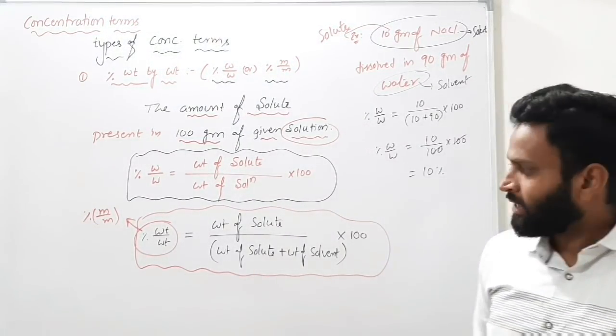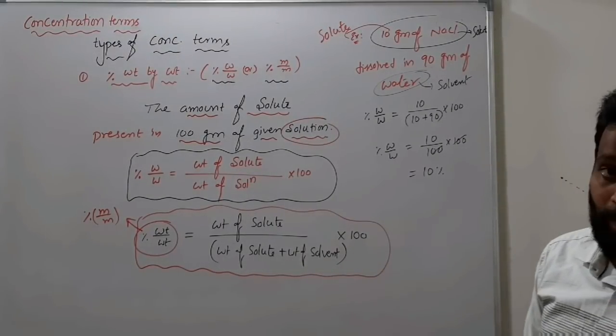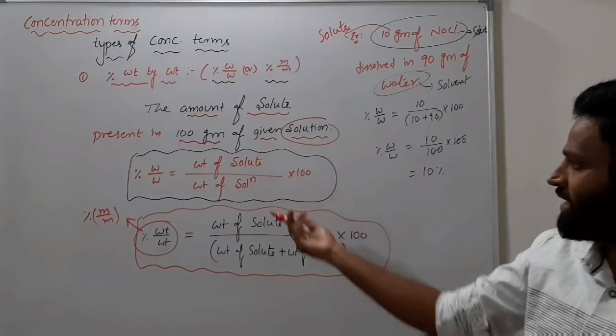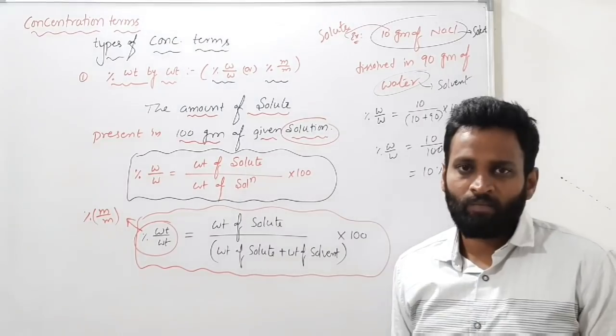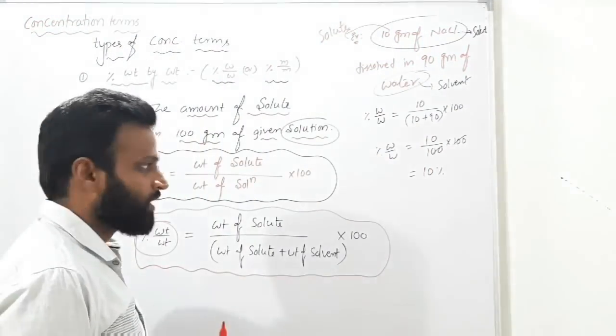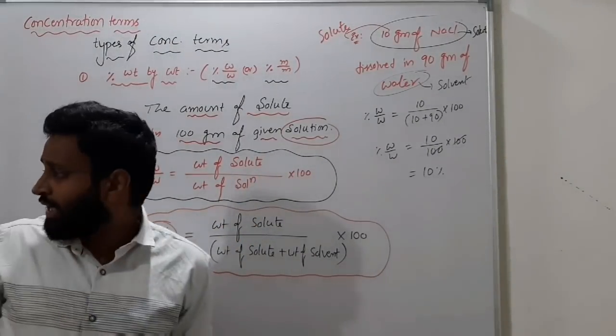Got it? So just take a screenshot and write down about this percentage weight by weight. So percentage weight by weight means both are in terms of grams only. Okay, it's a percentage, so no particular units for this. Because this is in grams, this is in grams. So both are in terms of weights.